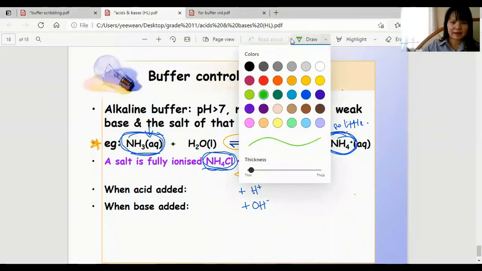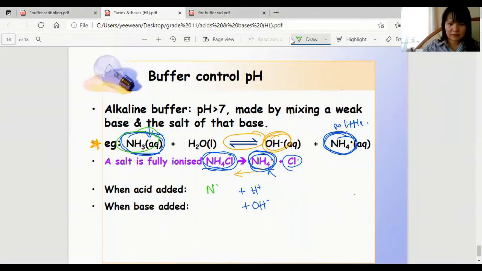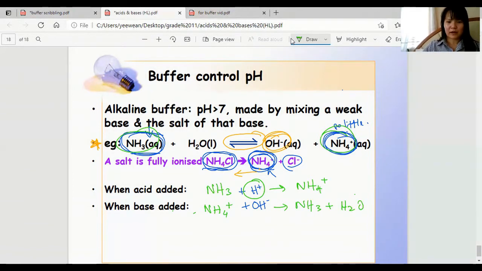So when an acid is added, I'm going to take this, and it will form more NH4⁺. So there's no change in H⁺. If there's no change in H⁺ concentration, then there's no change in pH. Okay, when a base is added, then this one is going to help balance it out. An extra OH⁻ is supposed to disturb the pH, but since it's balanced out by NH4⁺, it's going to form more ammonia and water, so the pH remains unchanged.